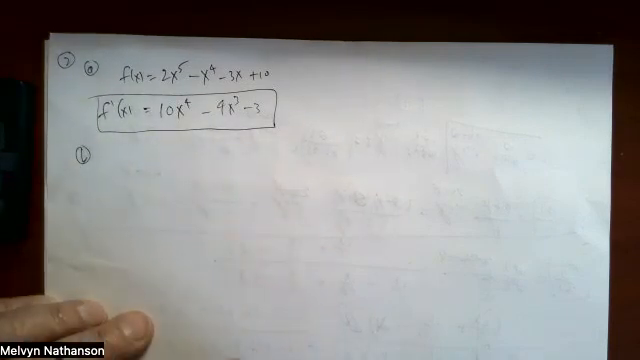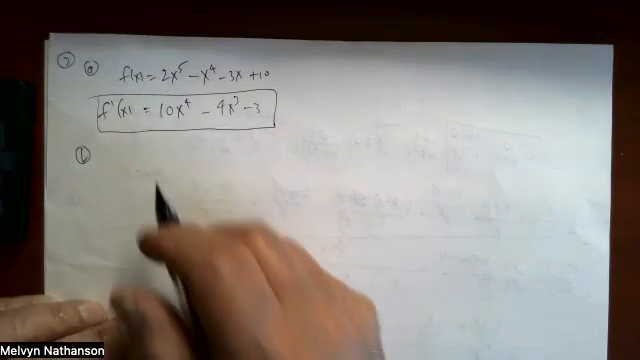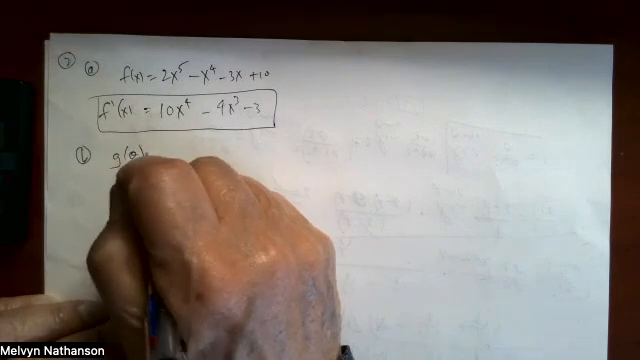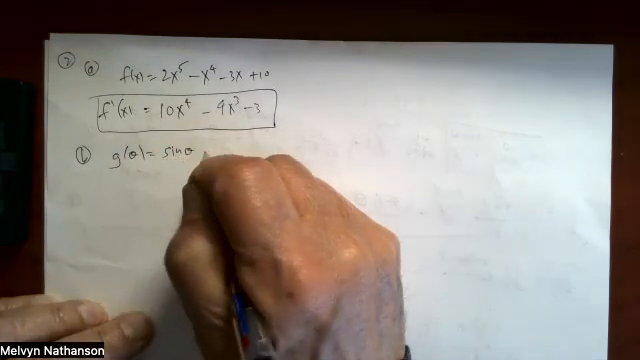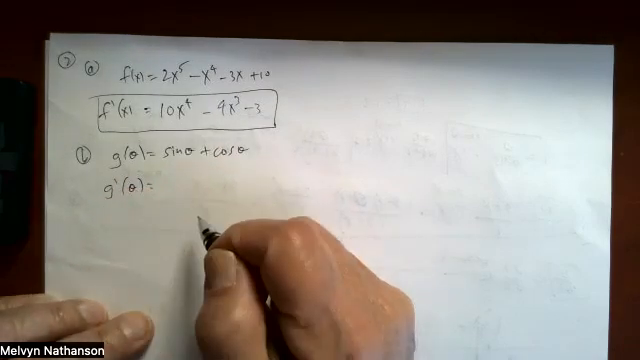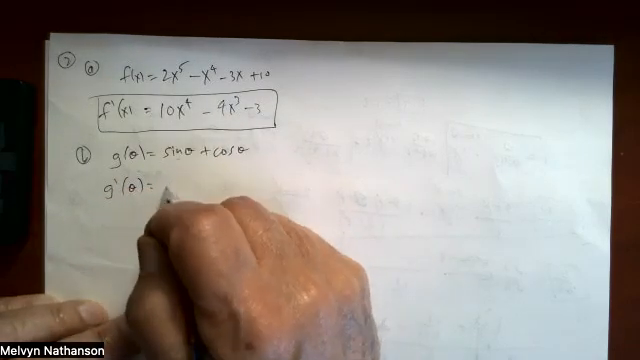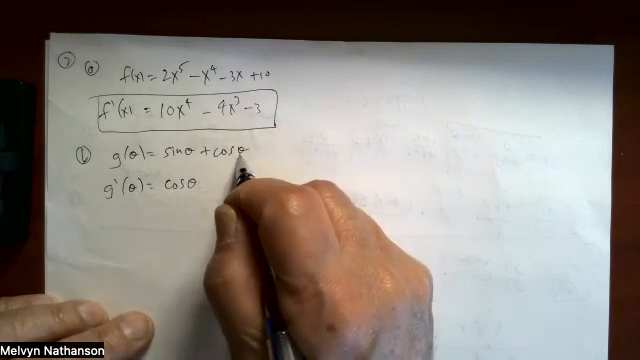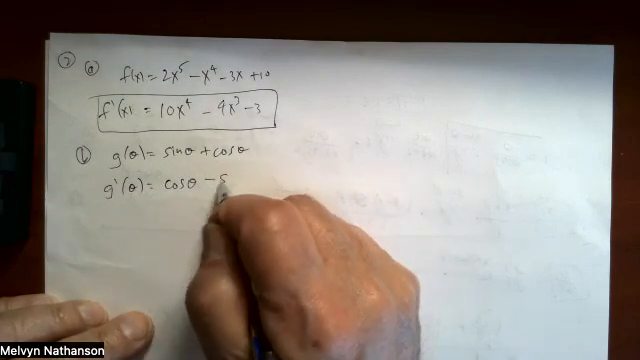For part B, we have a trigonometric function. G of theta is sine theta plus cosine theta. And you know, or you're supposed to know, certainly, the derivative of the sine is the cosine. The derivative of the cosine is minus the sine.